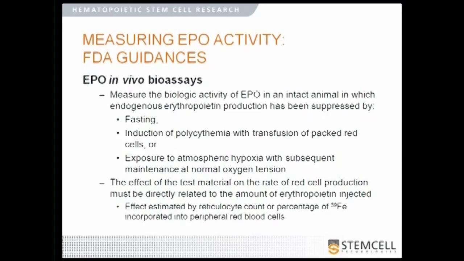The FDA guidance for measuring EPO activity in vivo specifies that the bioassay should measure the biological activity of EPO in an intact animal in which endogenous erythropoietin production has been suppressed by fasting, induction of polycythemia, or exposure to atmospheric hypoxia. The effects of the test material ultimately on the rate of red blood cell production should then be directly related to the amount of erythropoietin injected, and the effect can be estimated by the reticulocyte count or the percentage of iron 59 incorporated into peripheral red blood cells. These tests are obviously labor-intensive and difficult experiments to do, so I will now take a few moments to discuss how the colony-forming assay can be used to evaluate the functional activity of EPO, both in vitro as well as in vivo.